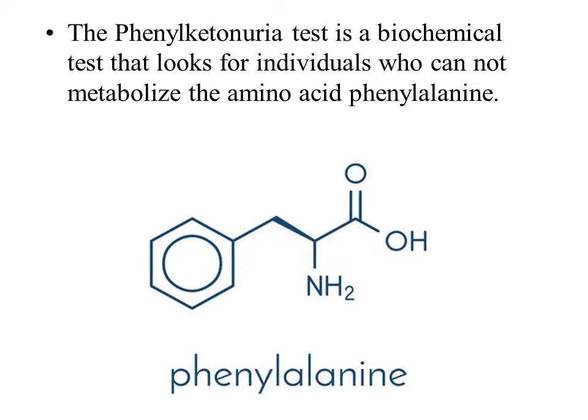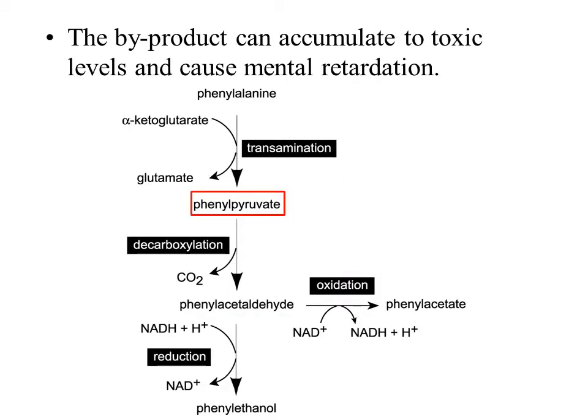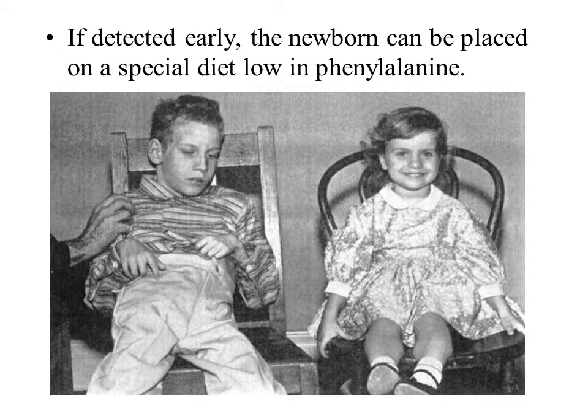So performing these tests is vital to some parents sometimes, or some individuals sometimes. The byproduct of the phenylalanine being metabolized is toxic to individuals who have this issue. This can make them become mentally retarded. But if detected early, the newborn can be placed on a special diet that is low in phenylalanine.